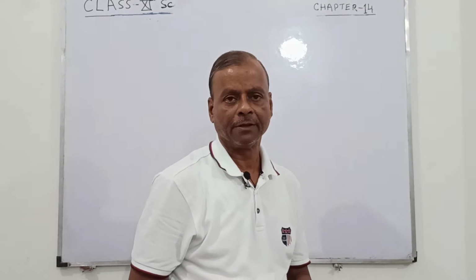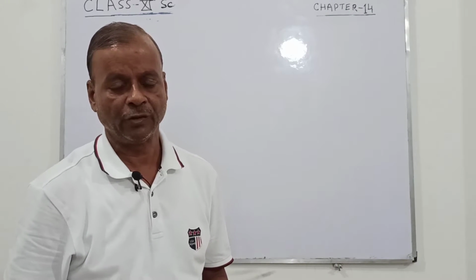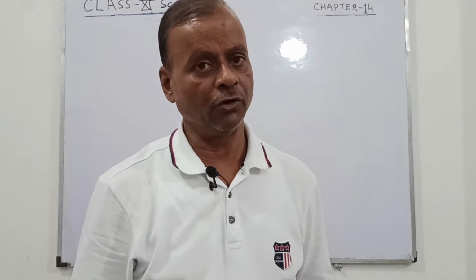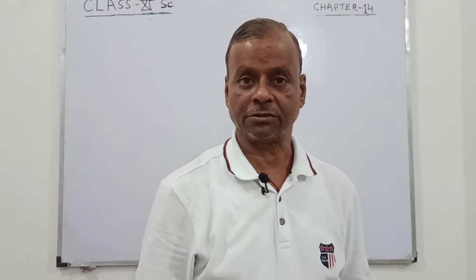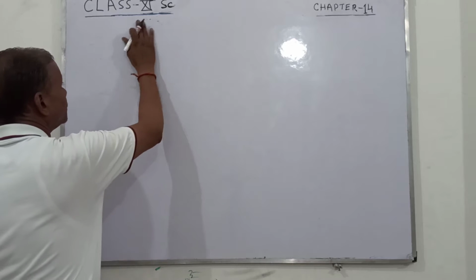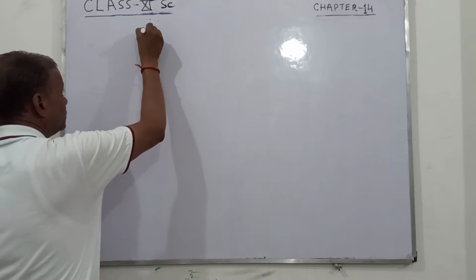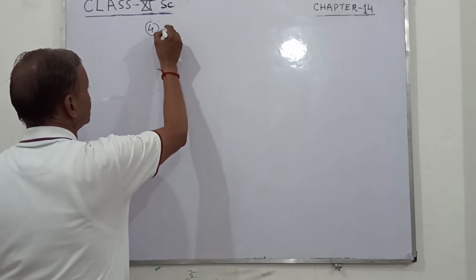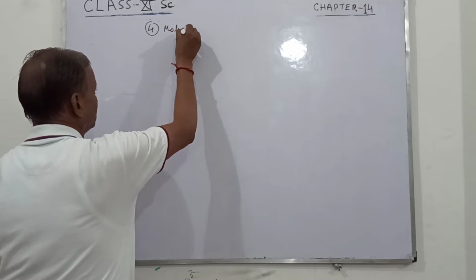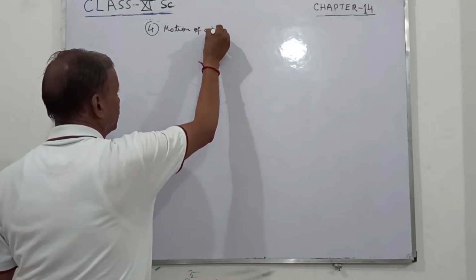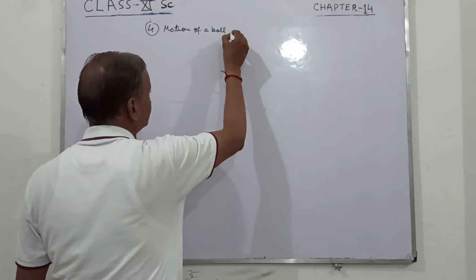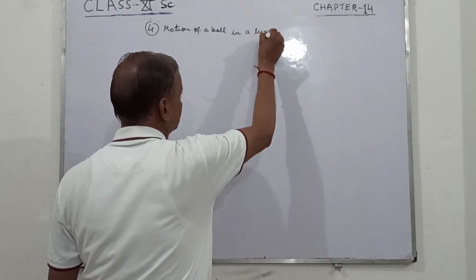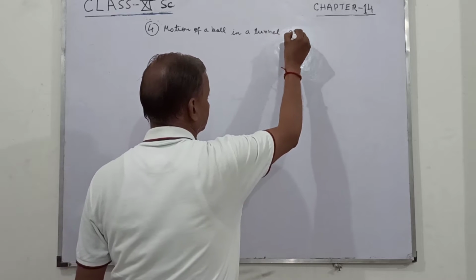Hello students, now you will take the fourth example of SHM. This is the example when a ball moves in a tunnel across the earth. Fourth example: motion of a ball in a tunnel across the earth.